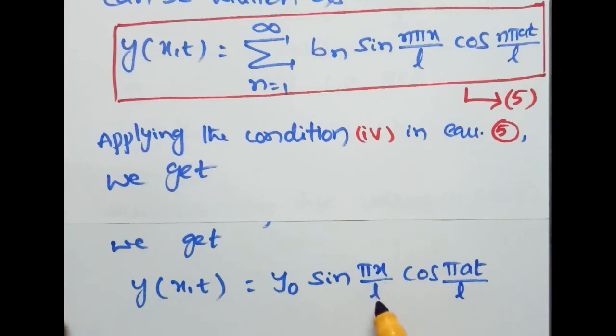0 sin 2 pi x by L cos 2 pi a t by L plus 0 sin 3 pi x by L cos 3 pi a t by L plus and so on. Those values become 0. So we are not writing all the values since all are zeros. We are just writing only the term involving b1 and its value is equal to y naught. Therefore y of x comma t is equal to y naught sin pi x by L cos pi a t by L. This is our required solution.